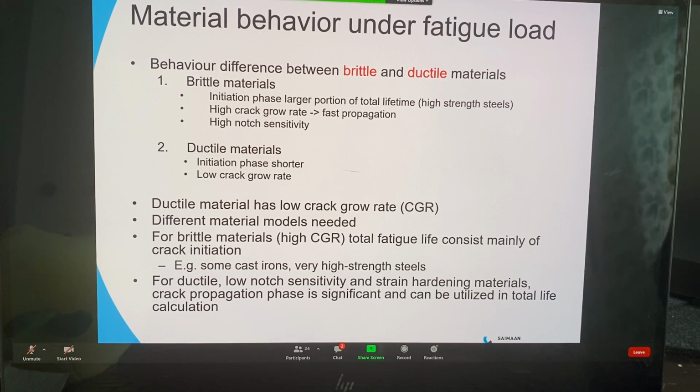So in these low notch sensitivity and strain hardening materials, you could sometimes utilize the crack propagation phase in the design. Sometimes, not always, but sometimes. Whereas if you have a brittle material, you should focus on preventing the crack from initiating and not even thinking about how to calculate the remaining cycles to failure when the crack has already initiated. That is dangerous business.